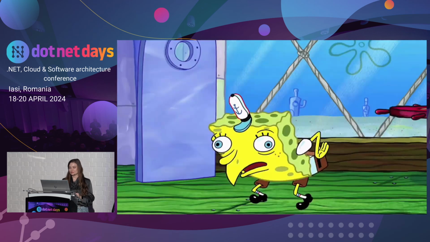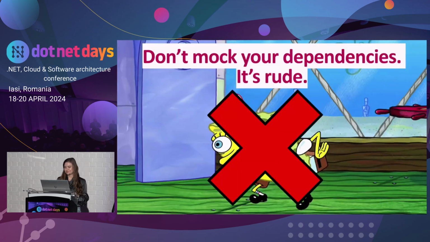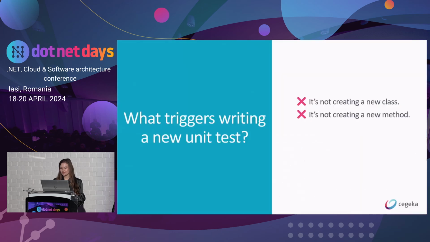So what's the conclusion? Well, don't mock your dependencies. It's rude. Then how do we go about it? I think we need to go back to the initial premise of what's a unit. What should then trigger a new unit test?